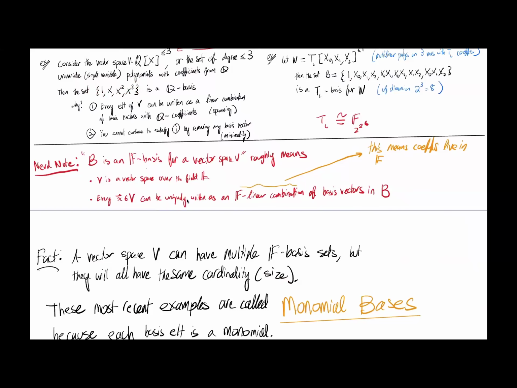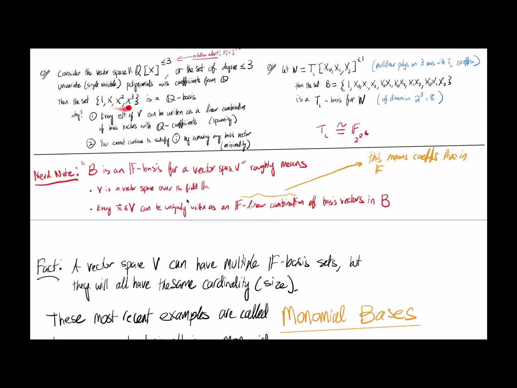Here's what I said written down. Every element of the vector space can be uniquely written as a linear combination, with coefficients from the field F, of basis vectors in B. B is the set of basis vectors.